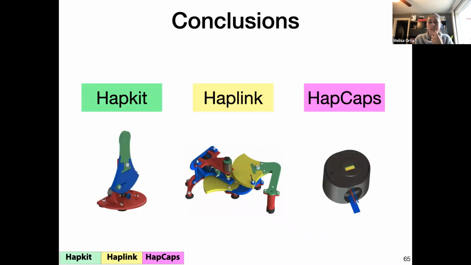So in conclusion, I just wanted to say that there is still a ton of work to be done. For example, with Hapkit and Haplink, to really understand the role of haptics in STEM learning and to conduct different experiments into understanding the role of haptics in different subjects, so physics, biology, chemistry, etc. And what benefits from haptics and what doesn't benefit from haptics, and really conduct these studies in classroom environments.